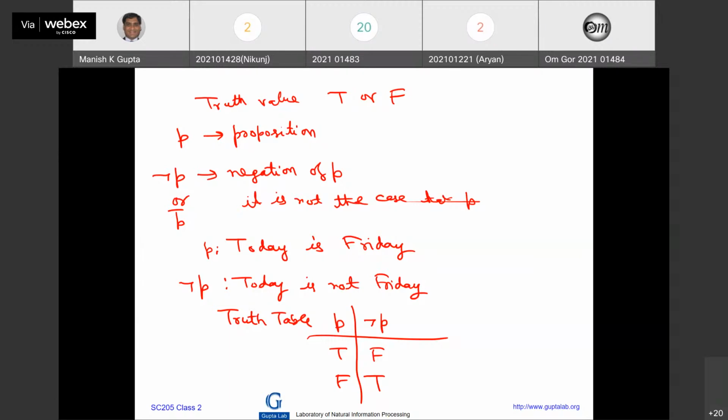Suppose you have to prove that P implies Q. Then you can say that negation of Q implies negation of P, the same thing, right? So those kind of things are easy.